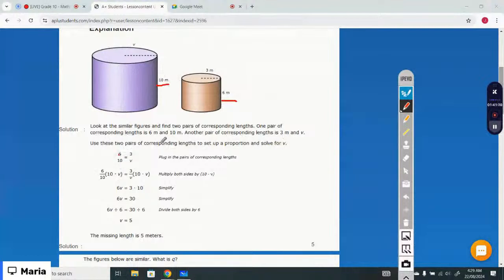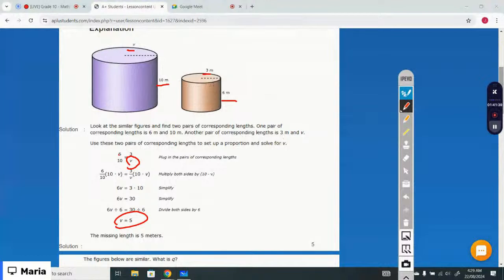So that would be 6 divided by 3, and this volume, they have the same ratio. So 6 by 10 equals 3 by V. Solve this for V and you can have V equals 5. The correct option is V equals 5.